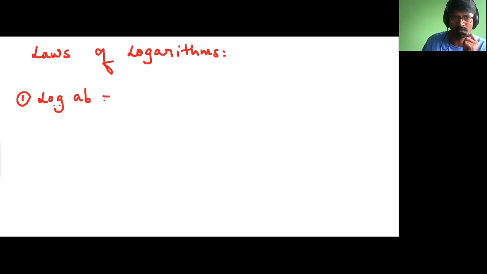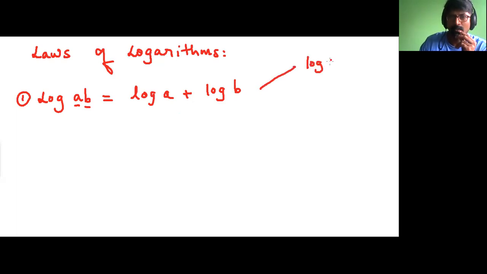Log AB, suppose if you have something as log A into B, then we can write that as log A plus log B. So log AB can be written as log A plus log B, or vice versa. If something is written as log A plus log B, we can write it as log AB. Let me give an example. Log 10 can be written as log 2 into 5. That can be written as log 2 plus log 5.